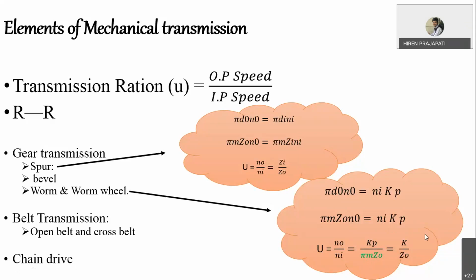Then we need to keep both as the same. That's why it is cancelled out here. Here p and pi n both are the same, so they cancel out, and finally we get the transmission ratio between worm and worm wheel as k by z0.